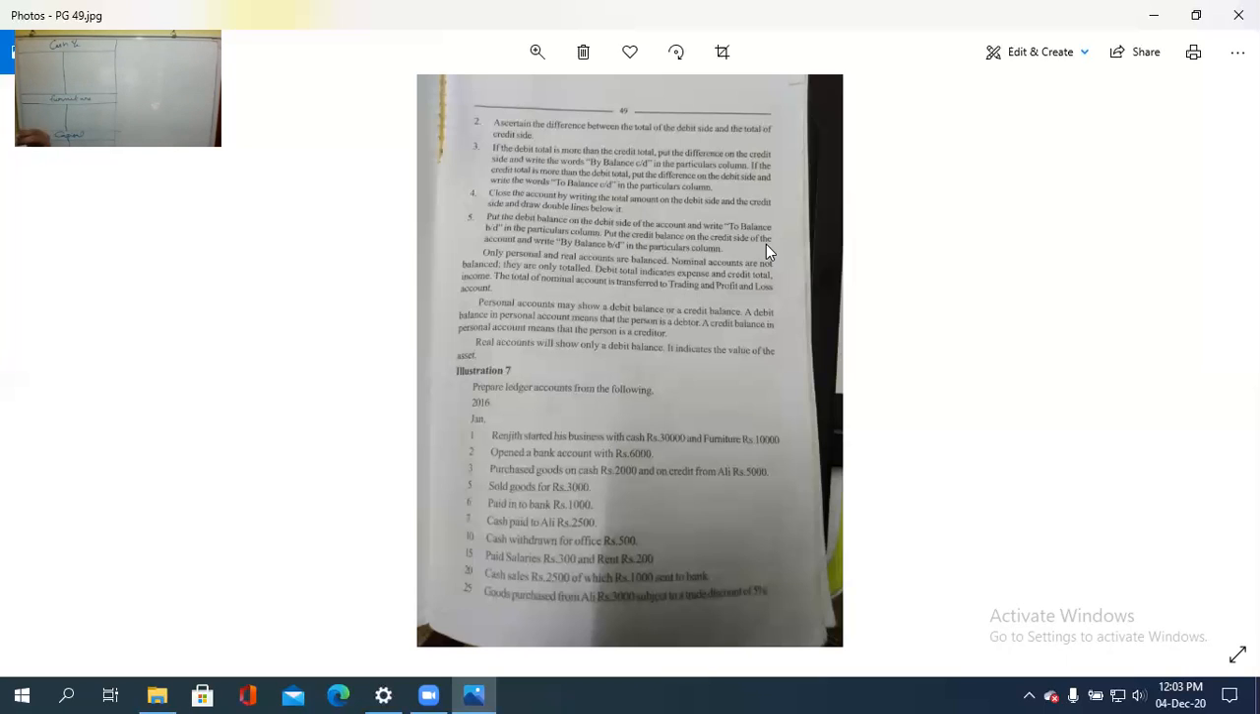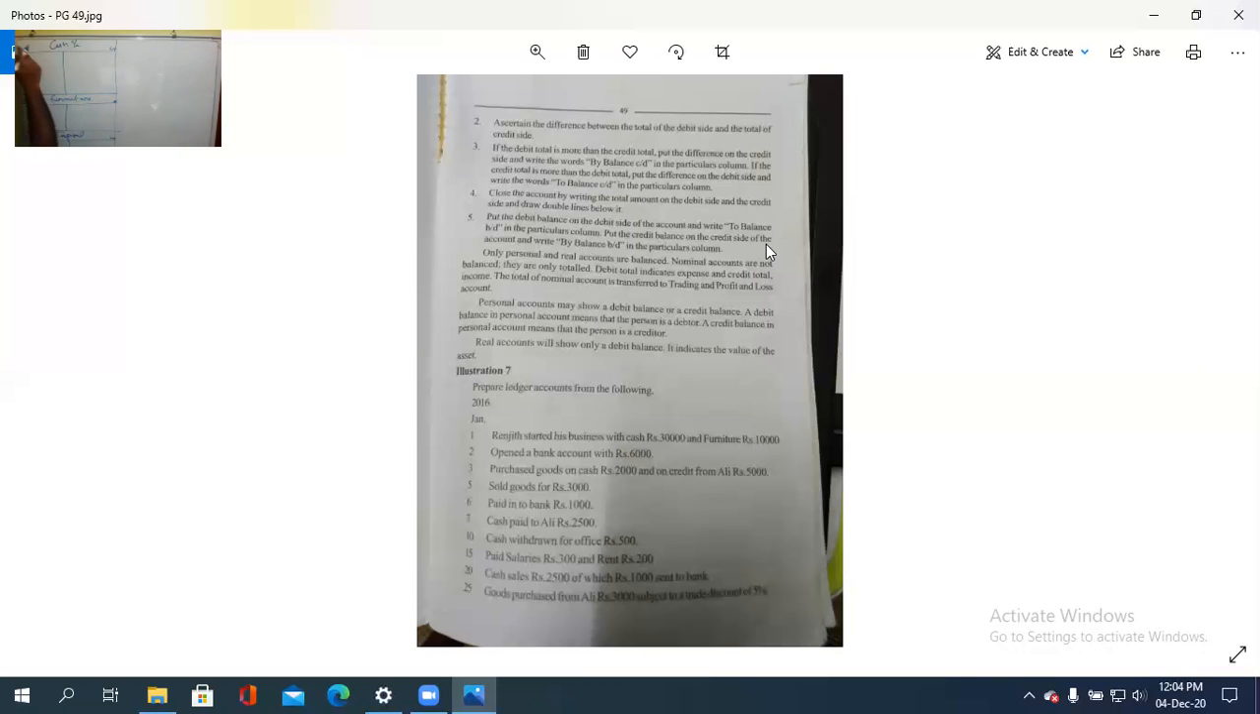So, how is this to be entered? First entry is what? Cash account debtor, furniture account debtor to capital. So, cash account, this is the debit side, this is the credit side. Furniture debit, this is the credit side. Capital debit, credit side. Every account has a debit or credit side, isn't it? So, we need to pass that journal entry, that is to be transferred to the account.